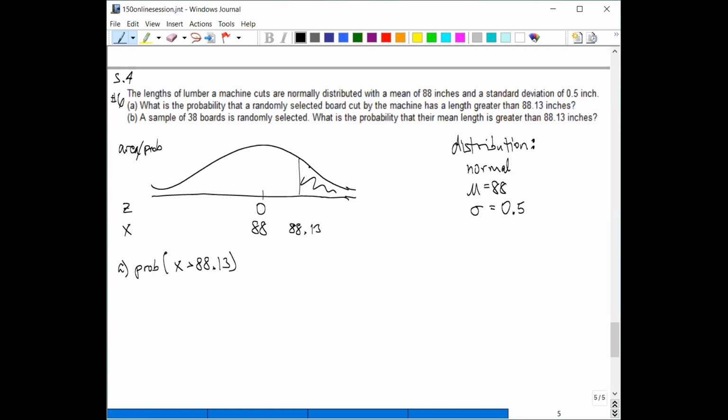Since we're given an X value and we need a probability, I always like to say we have to go up the ladder. First, you have the X value, so you have to find the z-score, and then you're going to find your area or probability. So let's find the z-score. z equals X minus mu over sigma. The X value of interest is 88.13, the mu was 88, and the sigma we were given was 0.5. So now you just need to punch that into a calculator. I'm going to do that right now. Okay, so work that out and you get 0.26. So there's your z-score, 0.26.